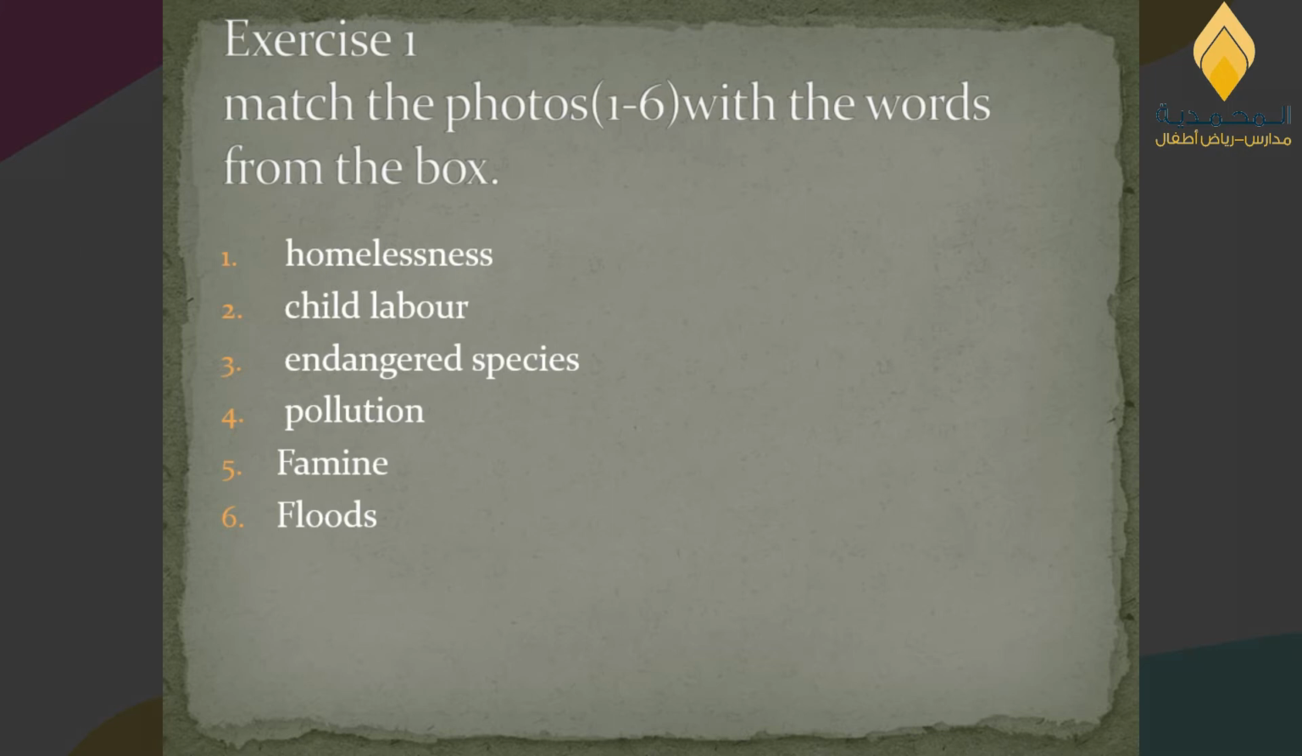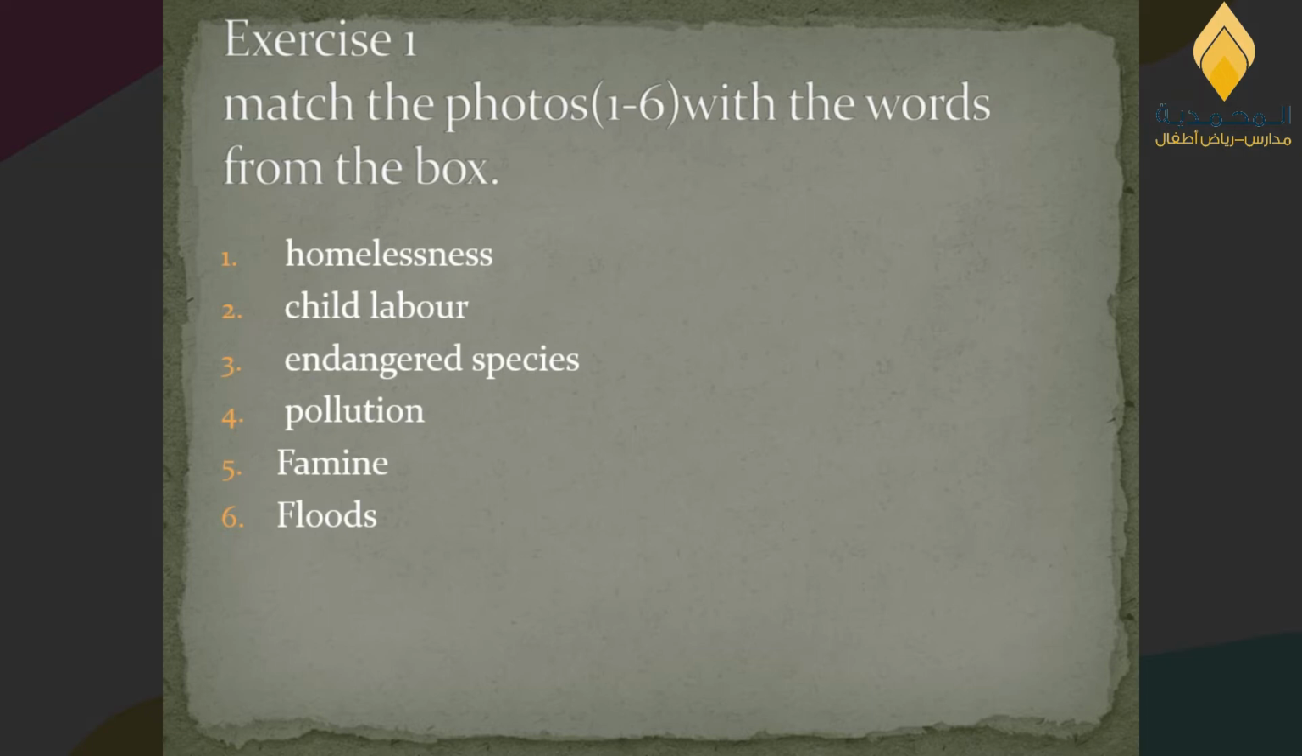Number 2. The child is making a rug, so that means this is child labor. These children are being forced to work in order to provide for their families or to get money. 3 is a panda. We previously saw that a panda is, yes, an endangered species.